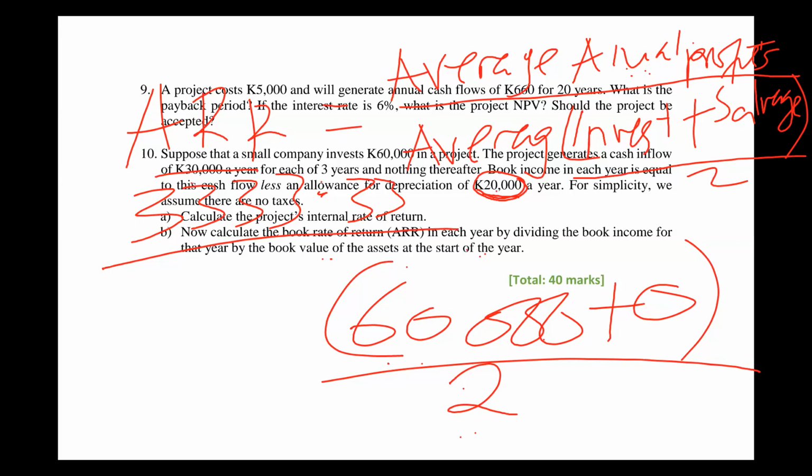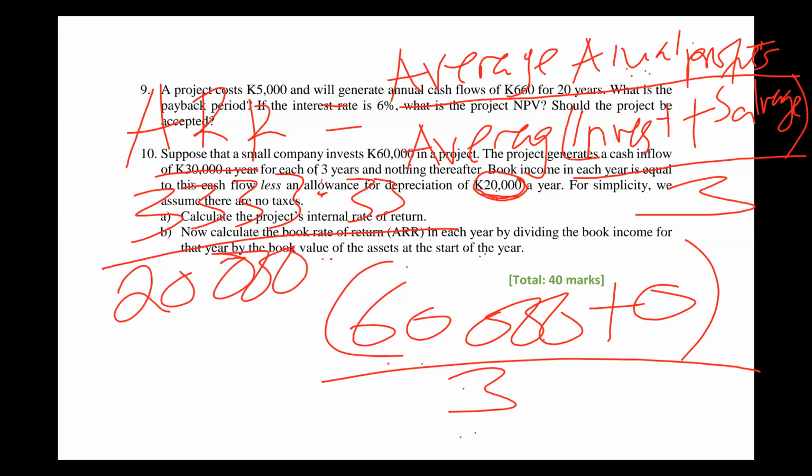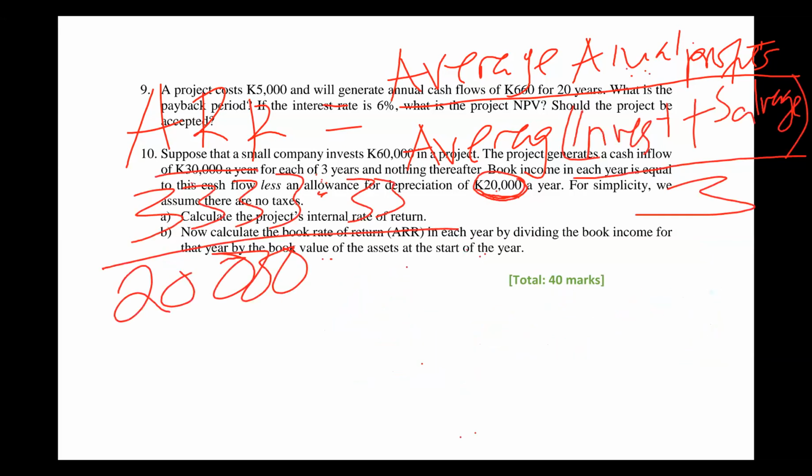So it's 30,000. And where did I find this? Sorry, this is 3 years, not 2. You are dividing this by the number of years. There are 3 years here, giving us 20,000, right? Divide that by the number of years, giving us 20,000. So what is the accounting rate of return?